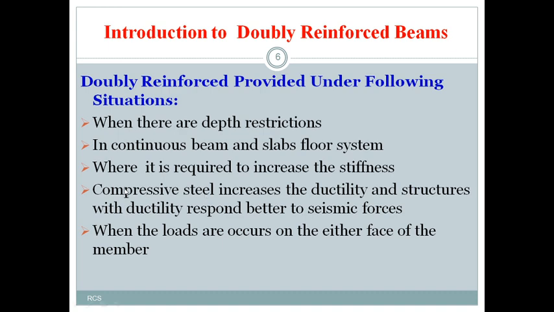One more situation is that compressive steel increases the ductility, and a structure with ductility responds better to seismic forces. Generally, this will be provided in seismic regions, earthquake regions. If you provide steel in the compressive zone also, as we know, steel is a ductile material, then because of its ductility, if any seismic force or earthquake occurs, it will give sufficient warning. It will not collapse all of a sudden, so that we can save our lives during an earthquake.